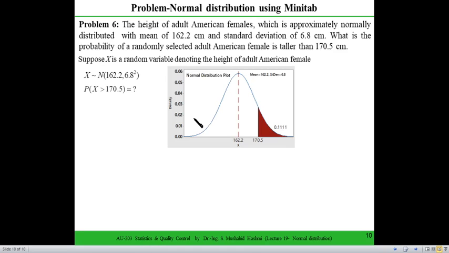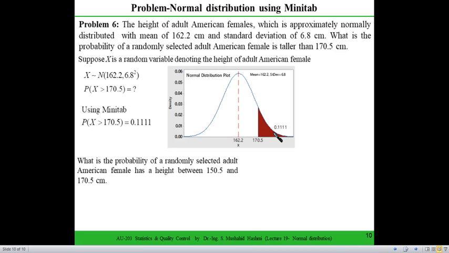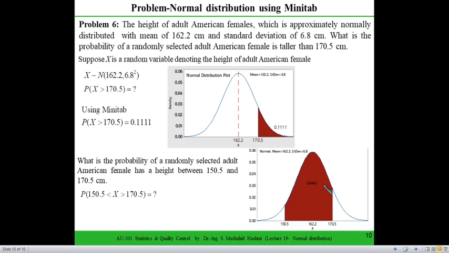I will show you on this Minitab that we can calculate it, and the corresponding probability would be 0.11. So we calculated it using Minitab, and I will show you, let's say, if we have to calculate the probability that a random variable lies between a certain interval, from 150.5 to 170.5. So those would be the two values, and 84.62% is the corresponding probability, and we will see it using Minitab.